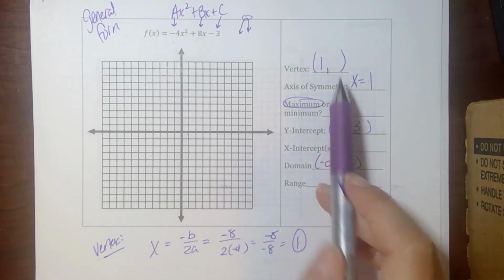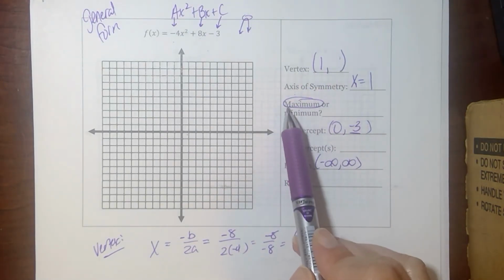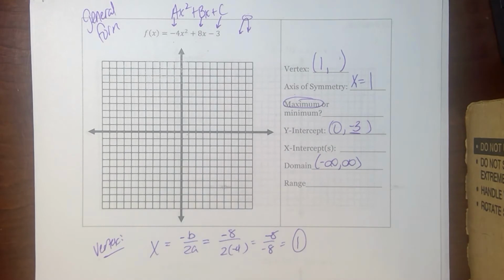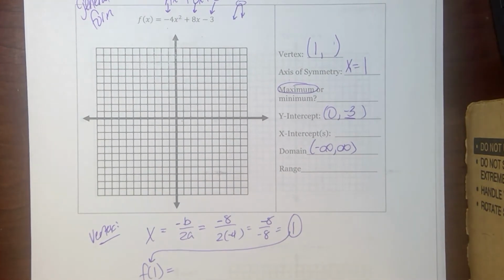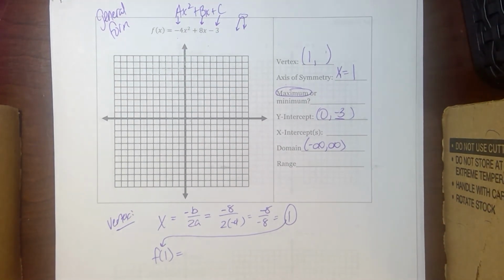What about the y-coordinate of my vertex? The y value is going to tell me what that maximum is. Let's take this 1 and plug it back into my function to get the y-coordinate of this vertex.